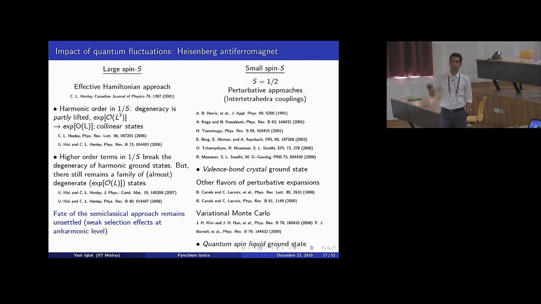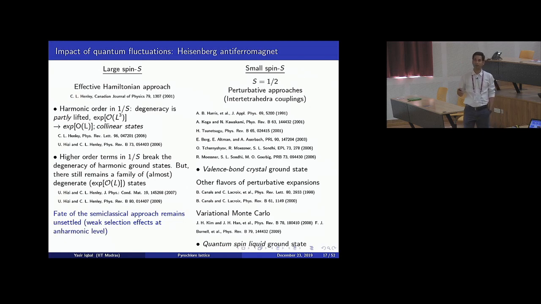That is, the degeneracy goes from extensive to sub-extensive among a set of collinear states. If you add higher-order terms, which are quartic corrections in the boson operators, this breaks the degeneracy of the harmonic ground states, but there still remains a family of almost degenerate states which are still sub-extensive, and still infinite in number. And so the fate of the semi-classical approach remains unsettled. This is one of the critically outstanding problems in quantum magnetism. What is the ground state of a large-S antiferromagnet on the pyrochlore lattice?